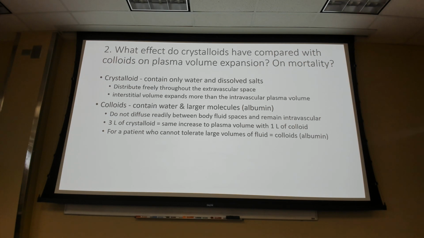And then we have our crystalloids versus colloids. We have to think about the comorbidities of the patients and whether they're going to be amenable to a large volume resuscitation, or if they're fluid dependent, like if they have CHF, or renal failure, another common one we see. We have to decide what fluids we're using. The colloids contain larger molecules like albumin, and they don't usually diffuse between the fluid spaces, and they remain intravascular. Typically we say 3 liters of crystalloid will increase the plasma volume the same as 1 liter of colloid.